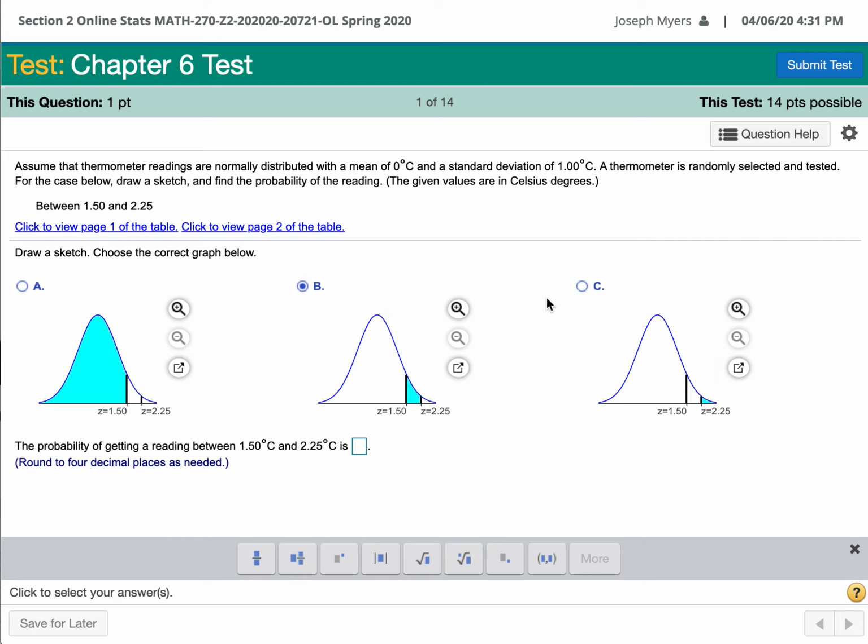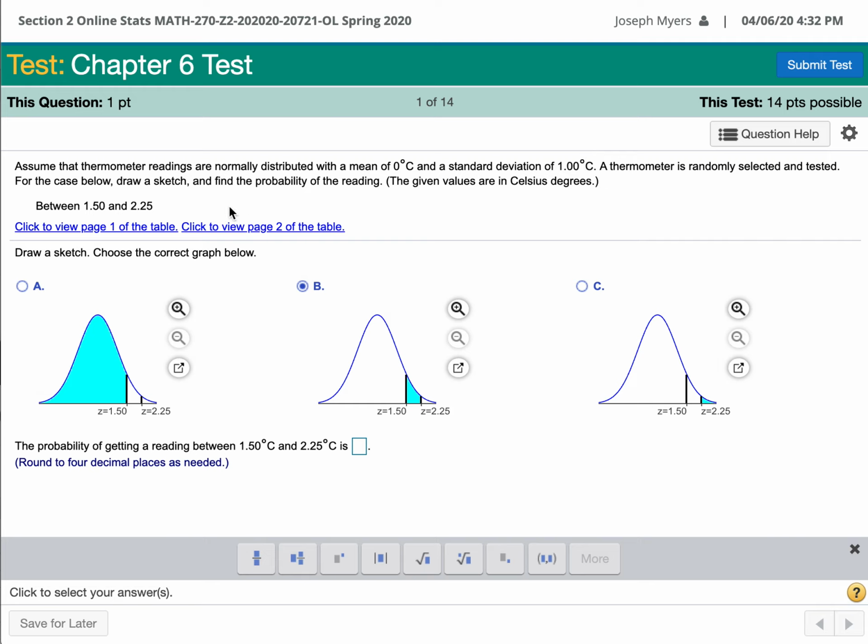I'm making a video for you with notes about the Chapter 6 test to help you study for it and understand the concepts that are going to be covered in this unit about the normal distribution. So the normal distribution is a distribution that has a mean of 0 and a standard deviation of 1. The first question on your test is an example of that.